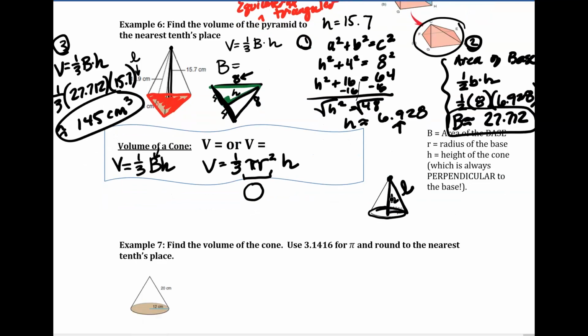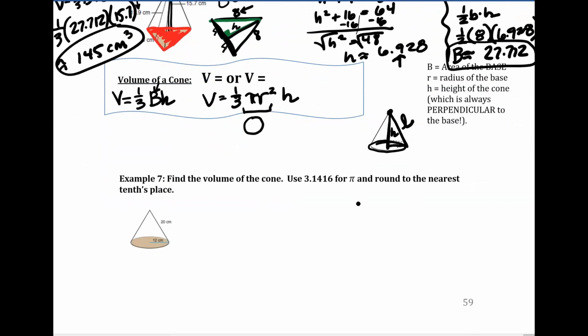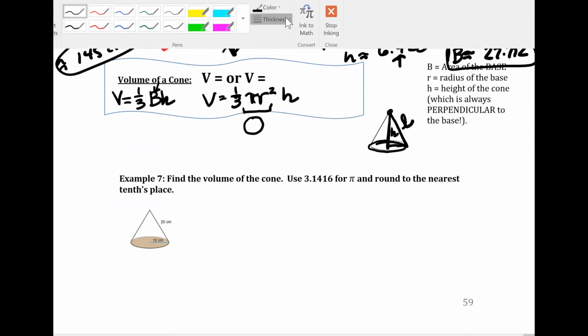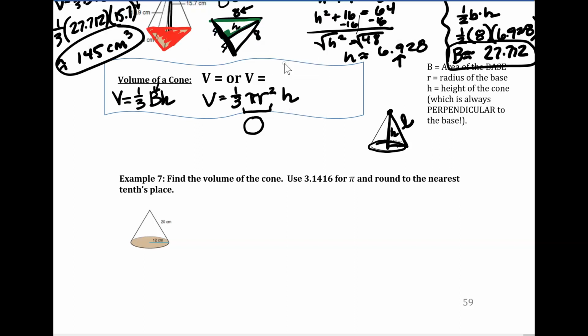So let's just scroll down. And in example 7, for surface area, it was really helpful for me to have that 20 right here. That was my slant height, and that was really helpful. In this example with volume, I need to know the height.